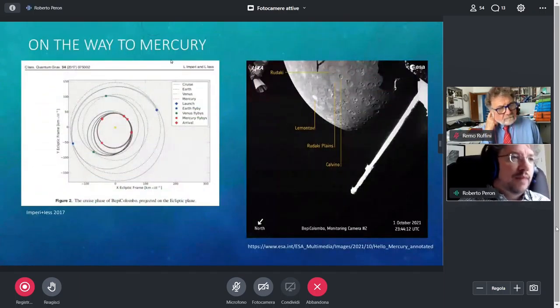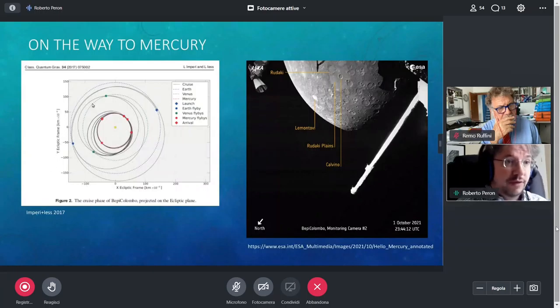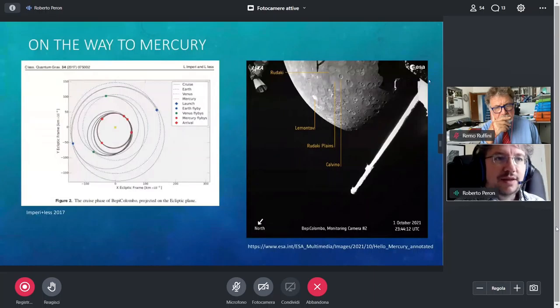The way to Mercury will be very long. Reaching the inner part of the solar system will require more than 6 years of cruise with one Earth, two Venus, and six Mercury flybys. And here on the right, you can see a very recent, beautiful picture taken during the first of the six Mercury flybys. Here is the probe. Our colleagues had the nice idea of putting a very simple camera on it to take this very beautiful picture. And you can see, indeed, this is the planet Mercury with very well-known features on this part of the planet.